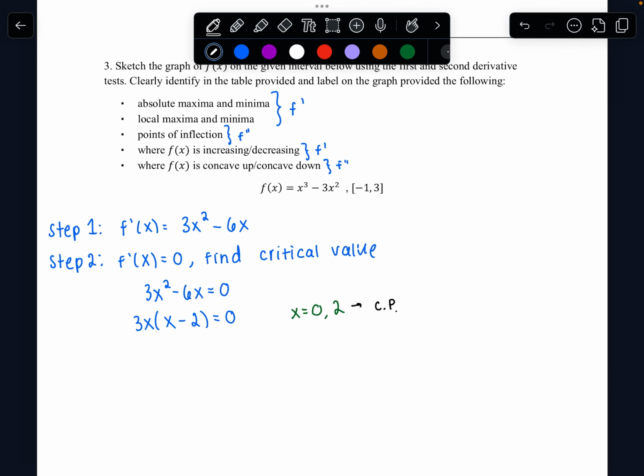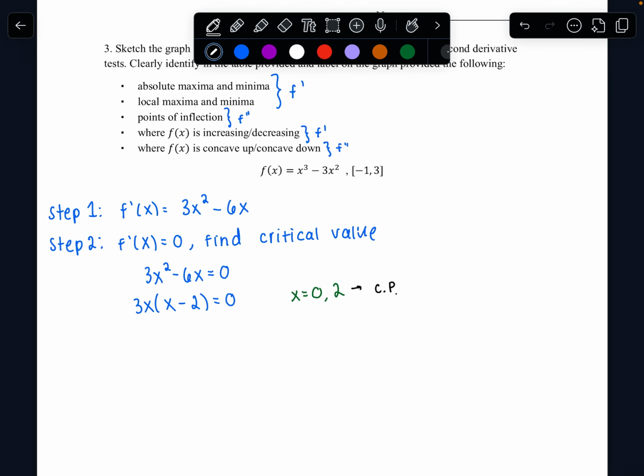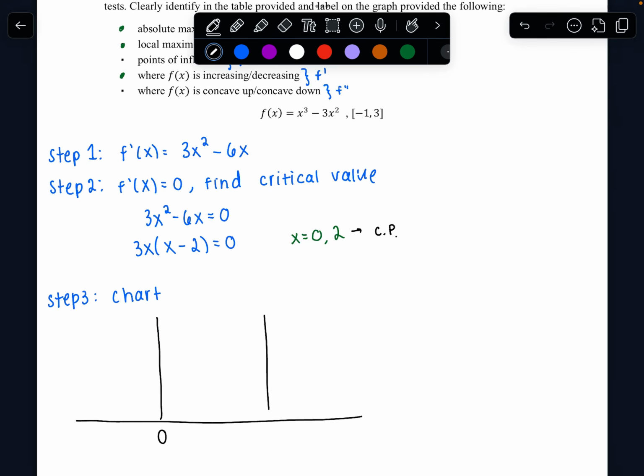Alright, great. We still haven't found anything on the list, but we're getting there. Now, these 3 things, we're going to do them all at the same time. Okay? So once you have your critical values, we're going to draw a nice little chart. Step 3. Chart. Okay. So we're going to draw a chart, and we're going to look at what's happening around our critical values, 0 and 2.